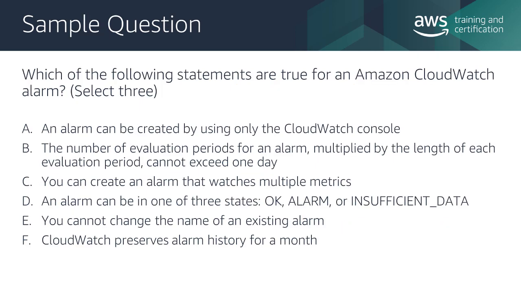Next question. This is an example of a select 3 option. So it's a test of the CloudWatch alarms, and the stem is real simple. You're looking for which statements are true for the alarm. Pick 3.